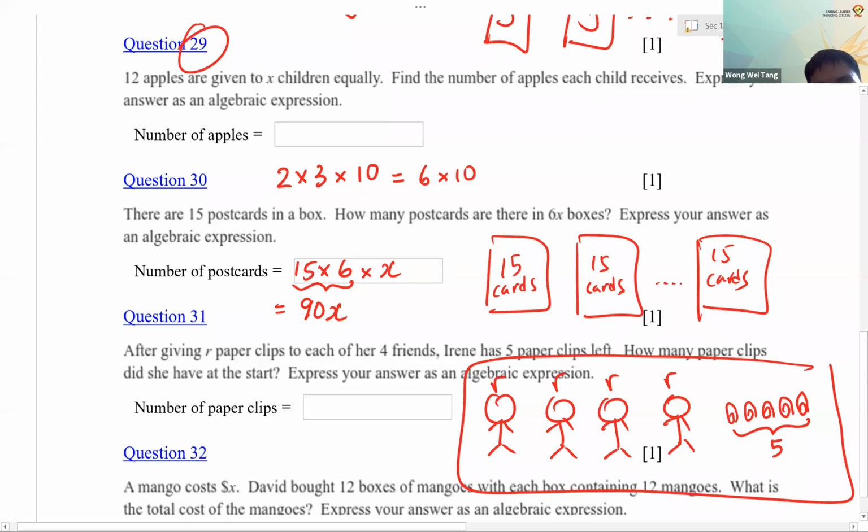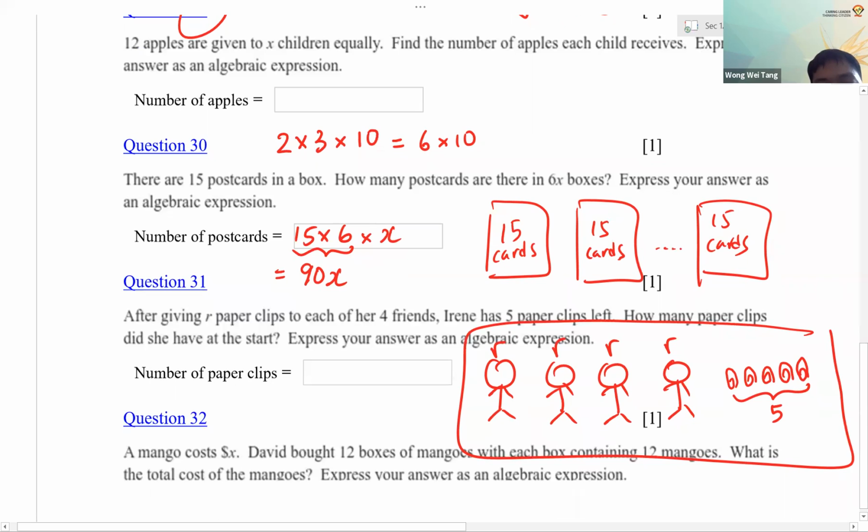Shazwan, can you help us? Yes, yes. Can you help us with this question? 4 friends, each of them are given paper clips. After she distributes, she had 5 left. So how many altogether at the start? R paper clips to each other. So R divided by 4, then why R divided by 4? Because you say that she gives the R paper clips each to her friend, so one by one. One by one. So how many did each person get?